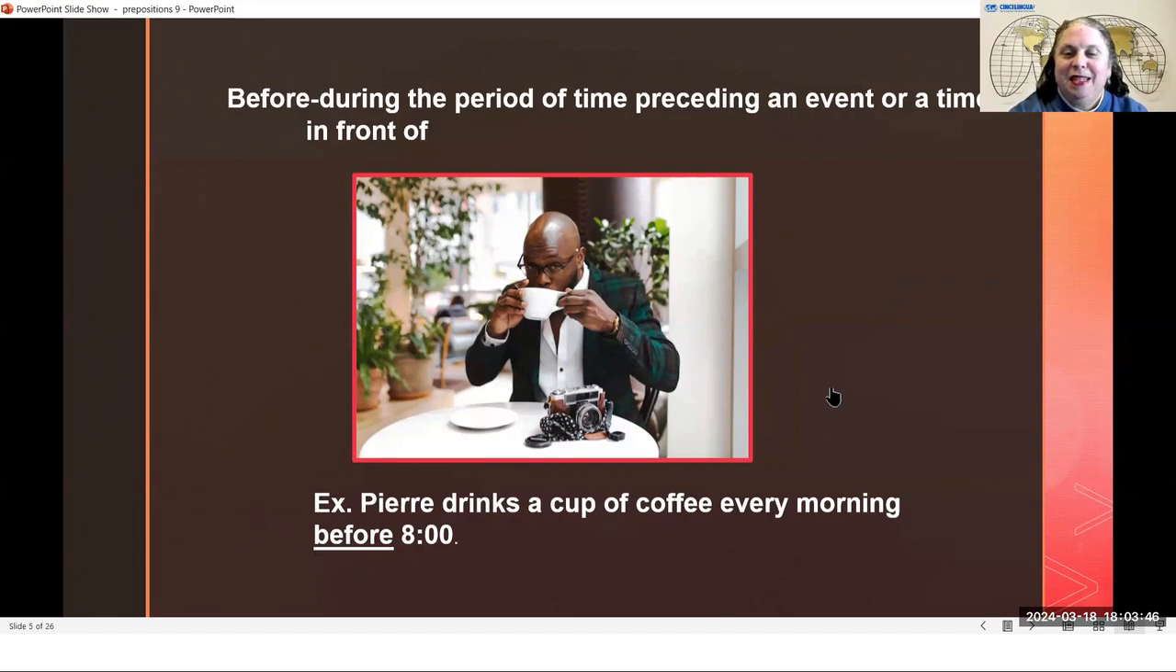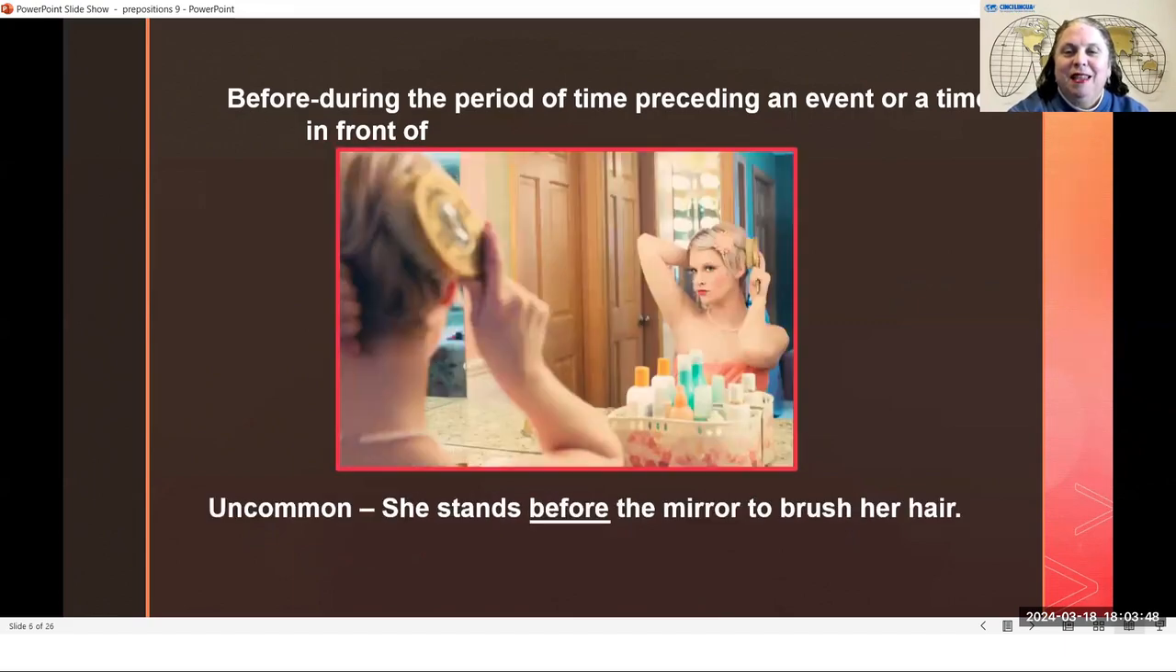Okay, the next example. This one is meaning in front of, and this is uncommon. I don't think it is very usual for people to use the word before to mean in front of. She stands before the mirror to brush her hair. So she stands in front of the mirror. Here she is, and here is the mirror, and she is standing so that she can see her face in the mirror. She is before the mirror, in front of the mirror.